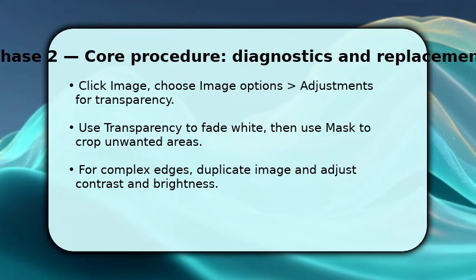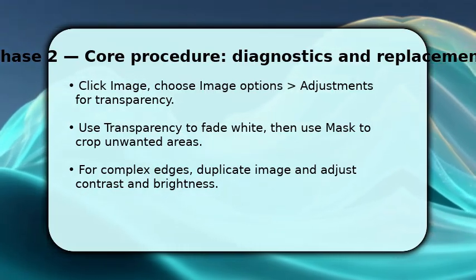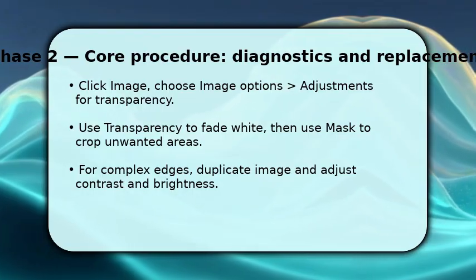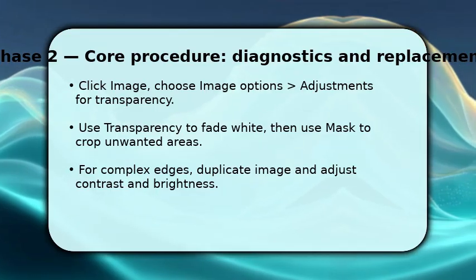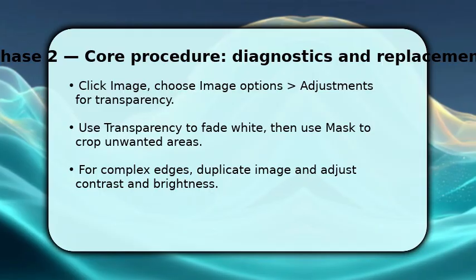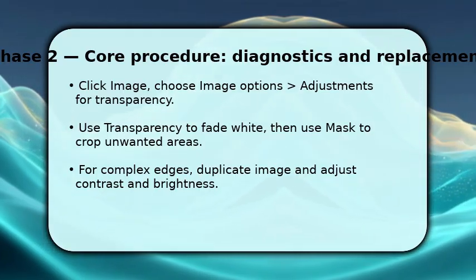You can fine-tune brightness and contrast, reduce brightness to help white become truly white, and bump contrast to define the subject. Once done, duplicate the image and experiment on the copy. This keeps an original backup while you push sliders for a cleaner cutout.